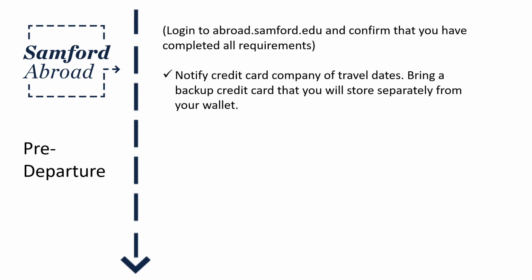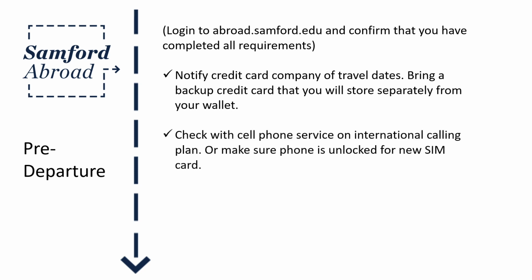We also recommend having copies of all of these things that you keep somewhere else, so that if you were to lose your credit card or your wallet, you would still have access to that information. It's much easier to replace them if you have that with you. Check your cell phone service to make sure you have an international calling plan. That's something that can be added.